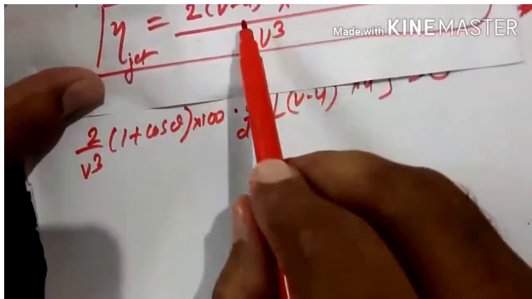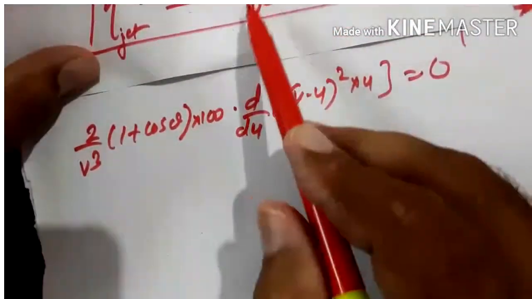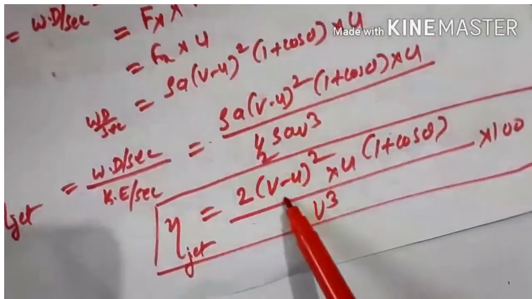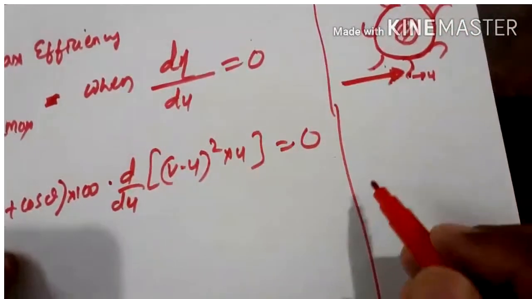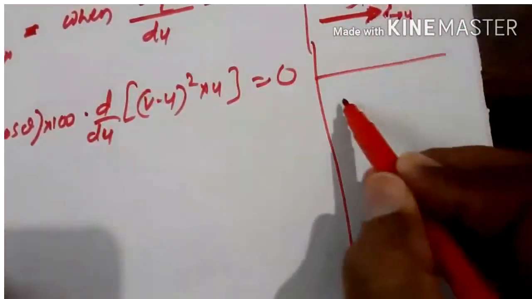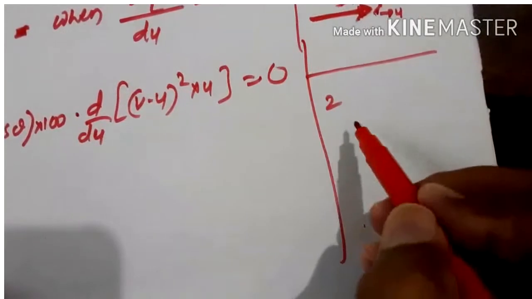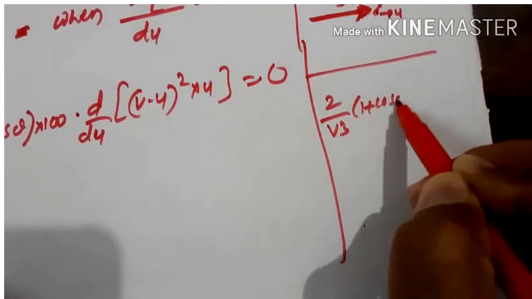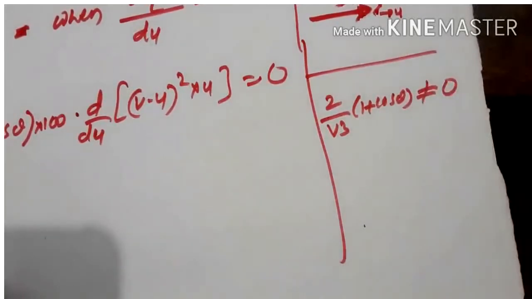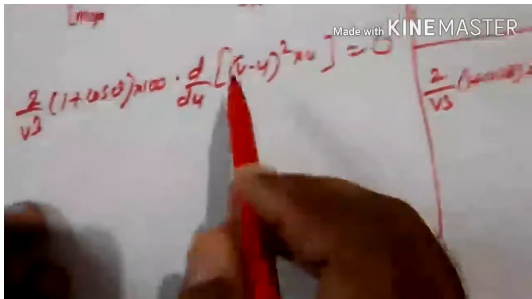So in this equation we have taken only (v minus u) whole square into u. So this term, that is 2 by v cube (1 plus cos theta), cannot be 0. Okay, so take only this term now.